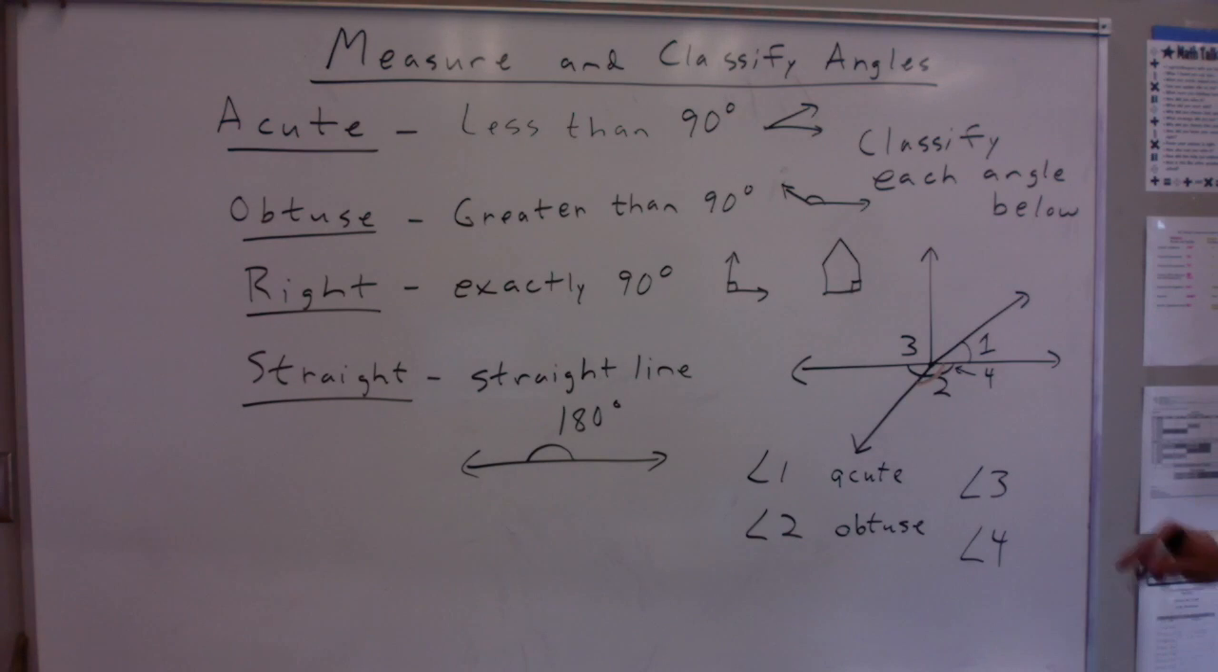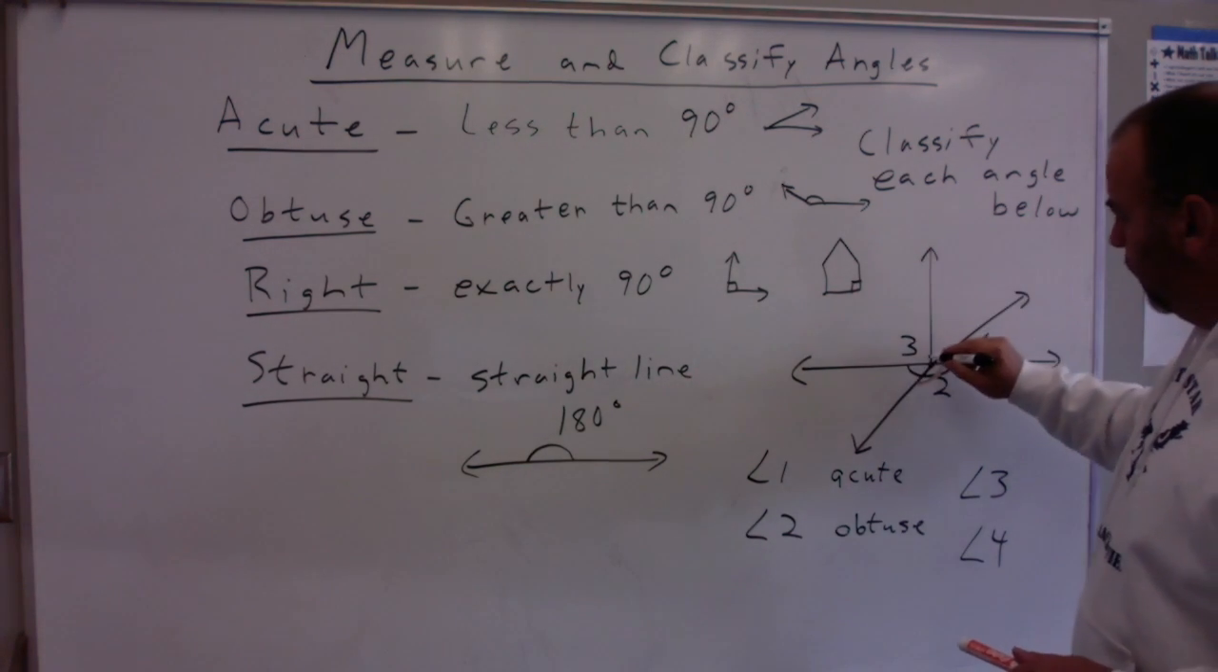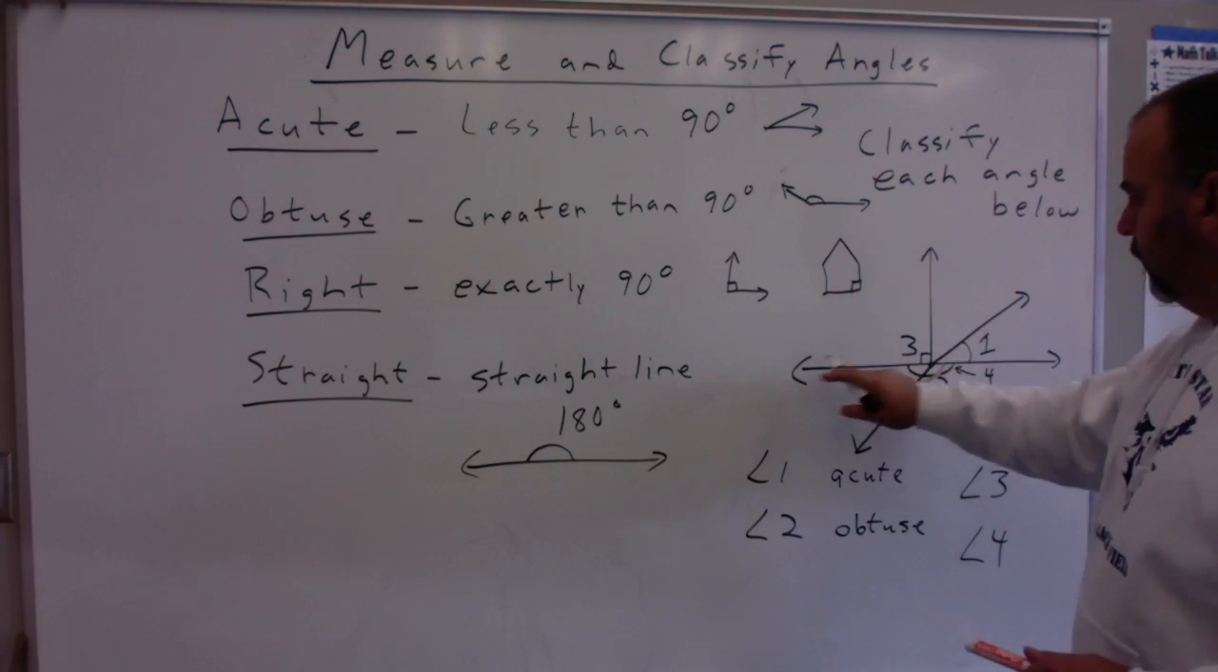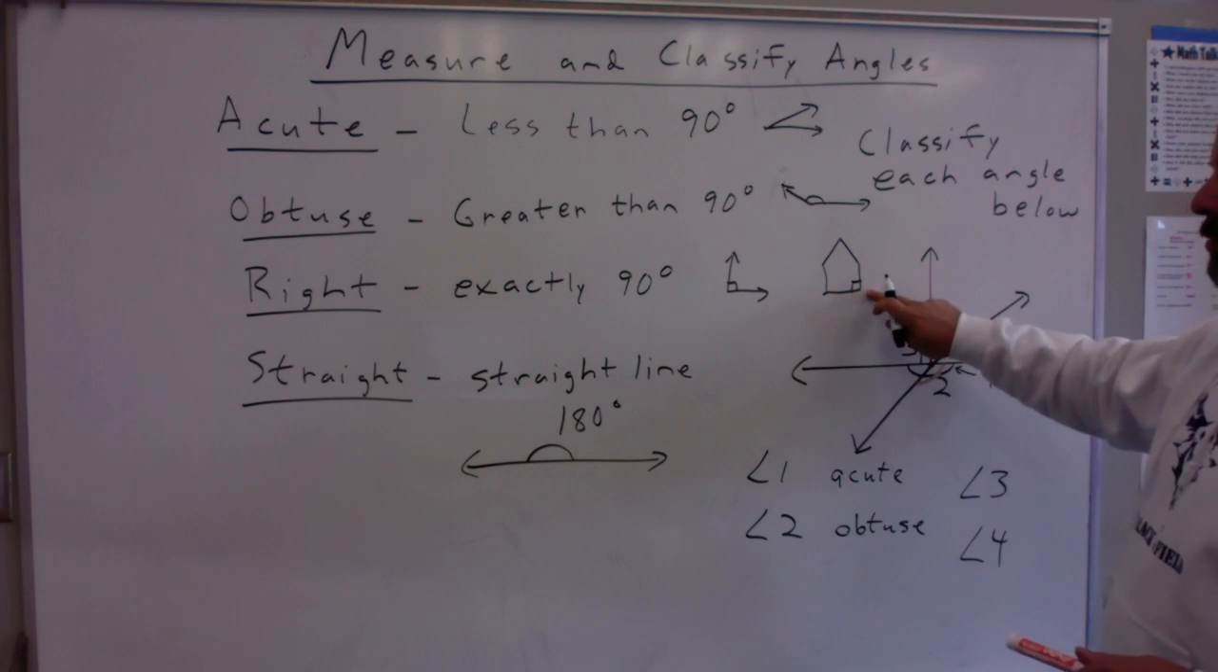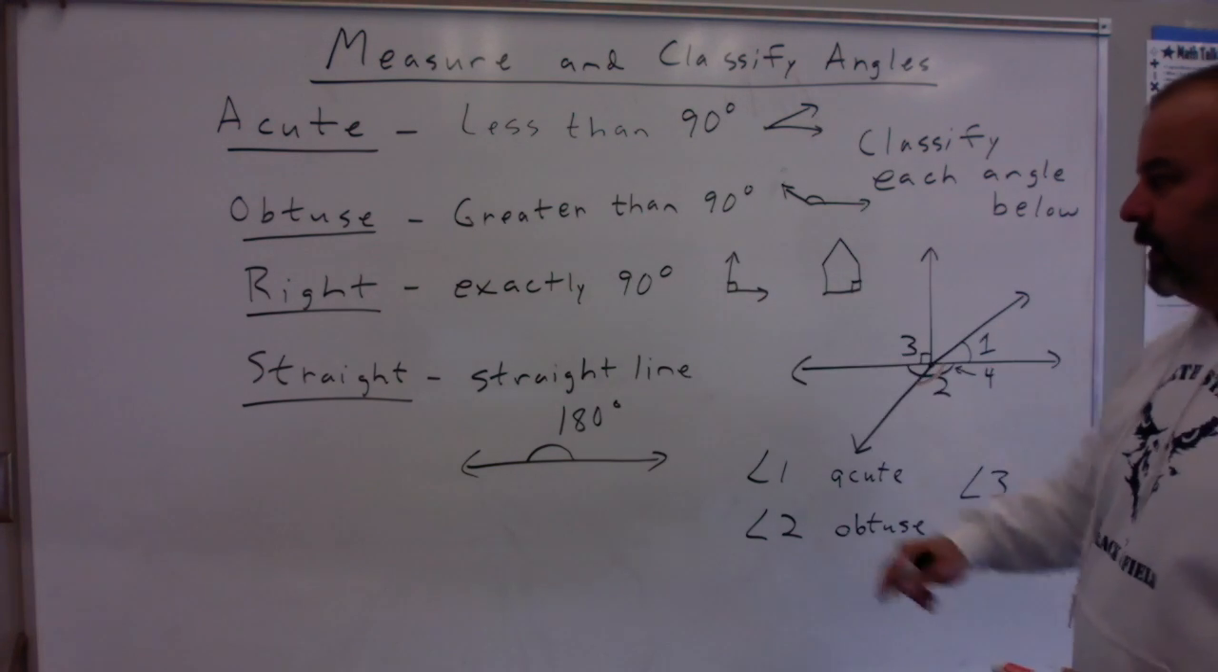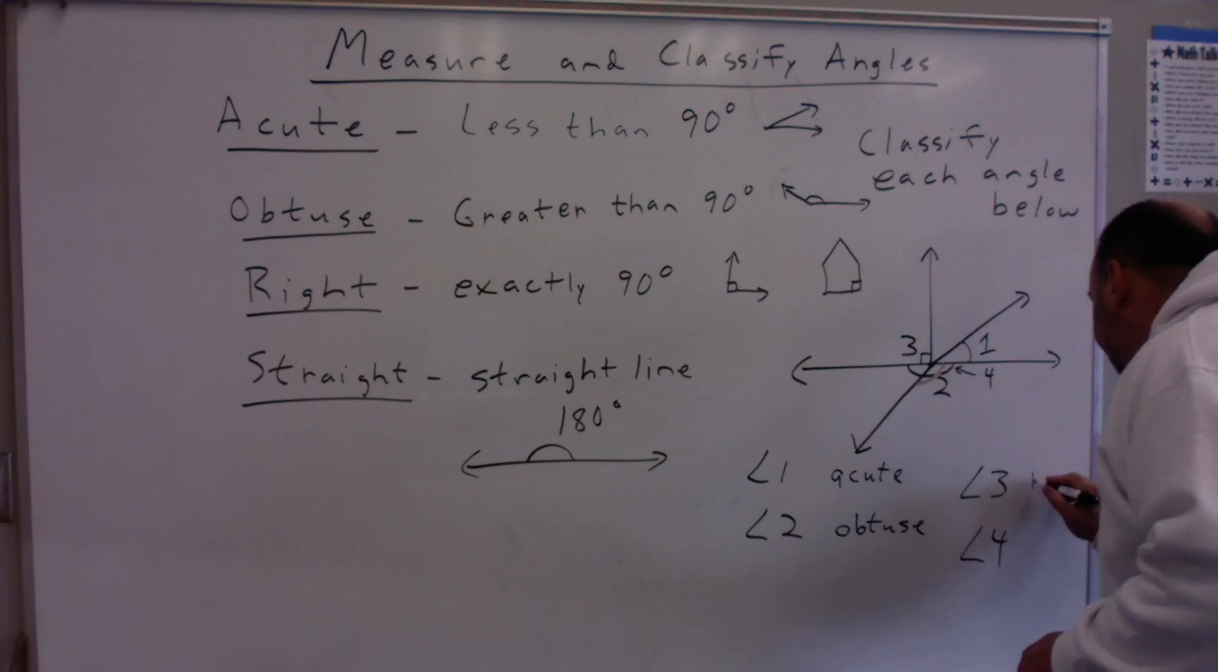Angle 3 looks like this. It looks almost like the corner of the house, right? Which means it's exactly 90 degrees, which would make it a right angle.